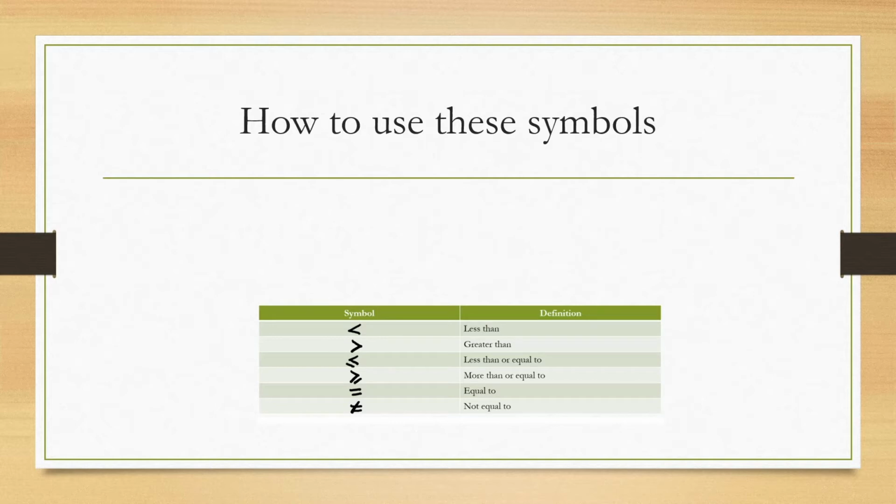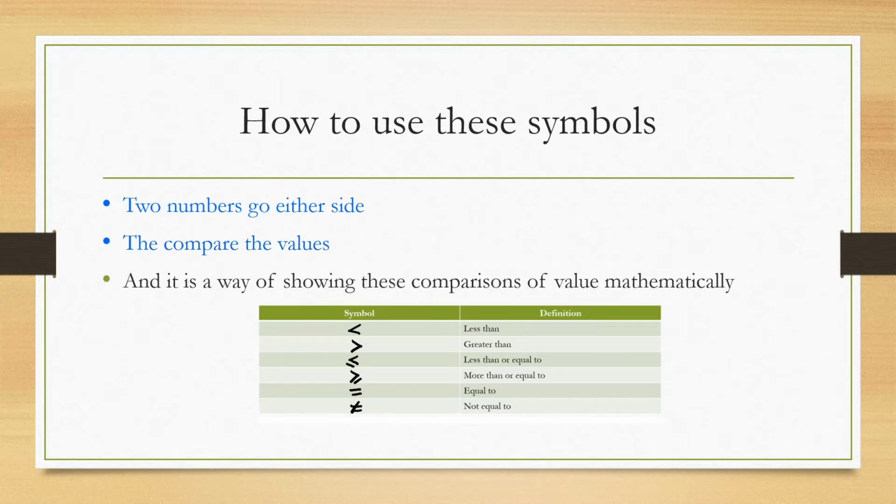Okay, so knowing these symbols is not enough. We need to know what they do and how to use them. In each of these symbols, two numbers go either side, one number on the left side and one number on the right side. It just compares the values between either side, and it is a way of showing this comparison mathematically. So instead of saying one number is bigger than the other, this actually shows mathematically that one number is bigger than the other. Okay, now let's look at some examples.